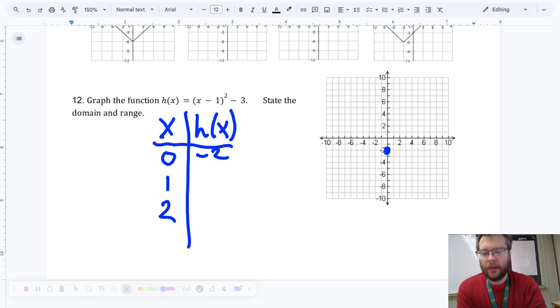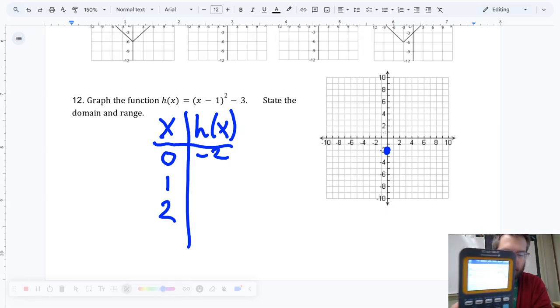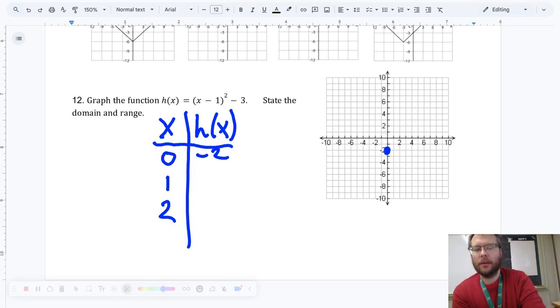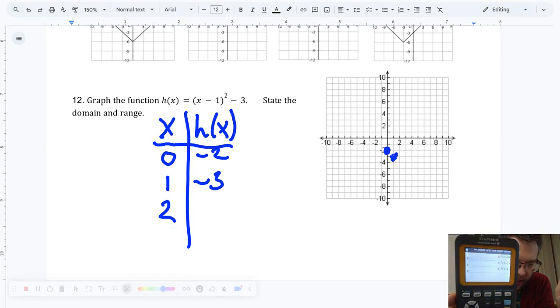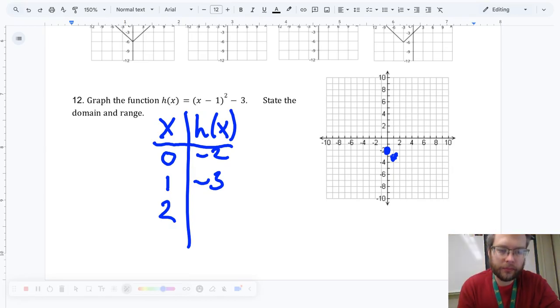Next one, I'm typing in (1 minus 1) squared minus 3. So I know that the point x equals 1 goes to y equals negative 3. Then we go to (2 minus 1) squared minus 3, and I get negative 2 again. So we have this weird thing where the graph is dipping down and going back up.